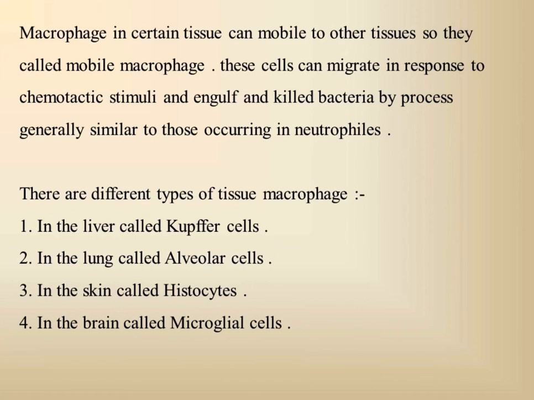So there are different types of tissue macrophage. Each one takes its name from the place where it is found. For example, in the liver it is called Kupffer cell, while in the lung it is called alveolar macrophage, in the skin it is called histiocytes, while in the brain it is called microglial cells.